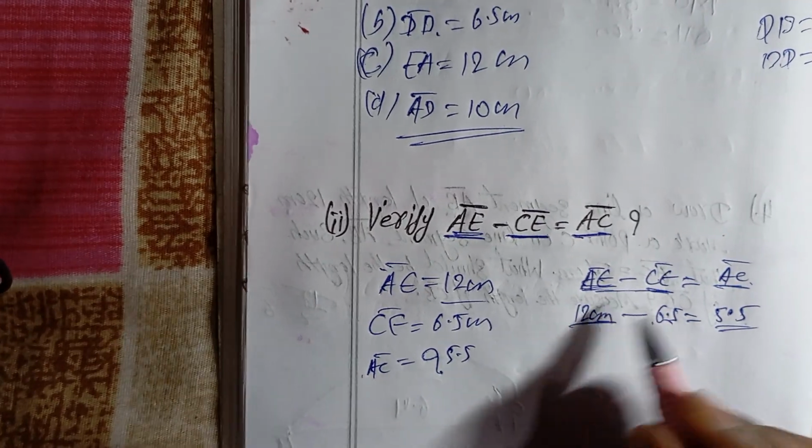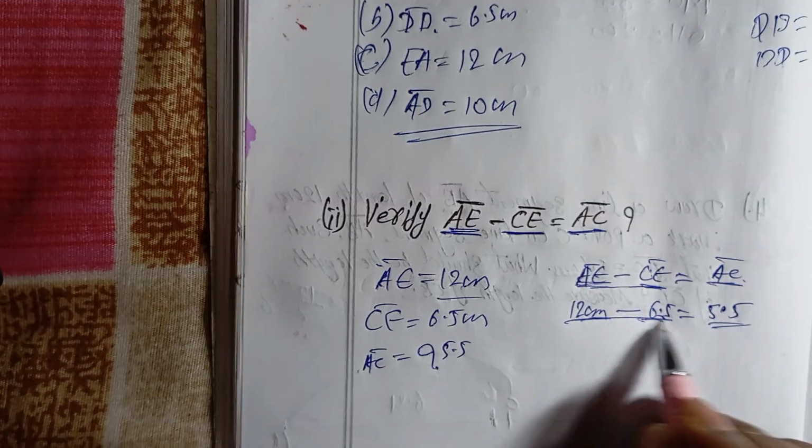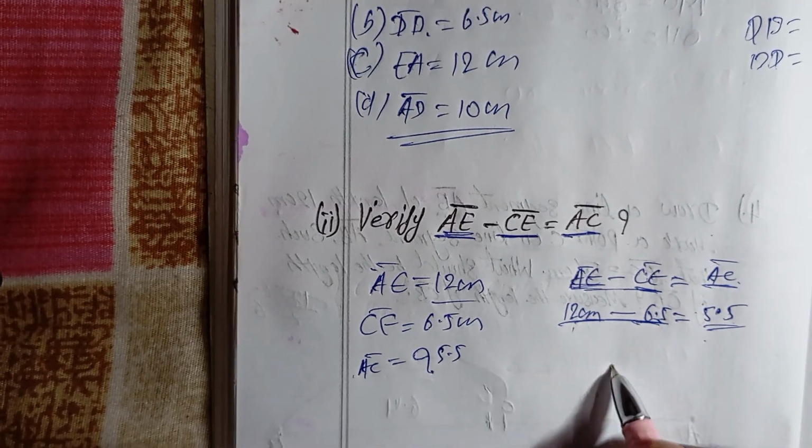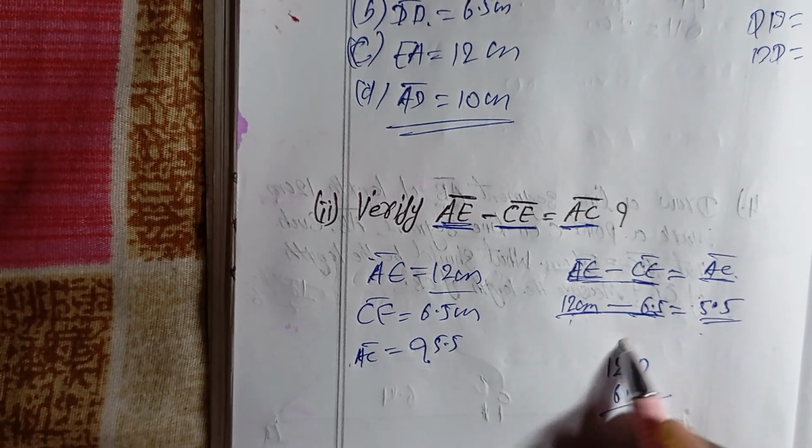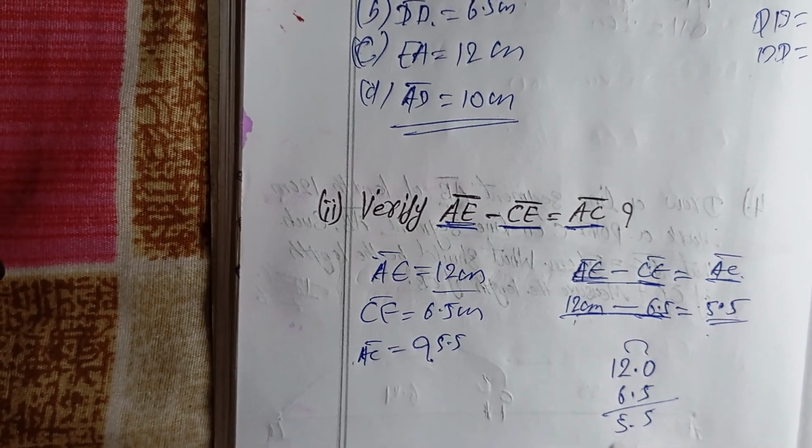So AE is 12 centimeters, and BC is 6.5. Then what will it be if you subtract in this? This is 12 point something, like that. So it is going to be 6.5. One is here, 5, so 5 is going to be 5.5.